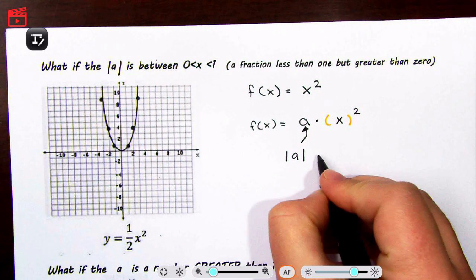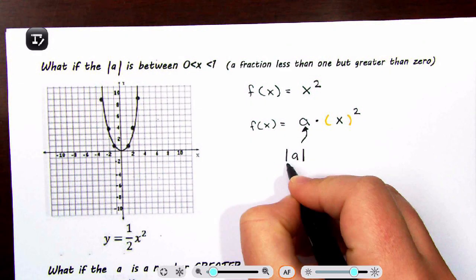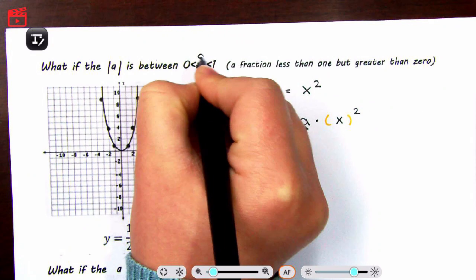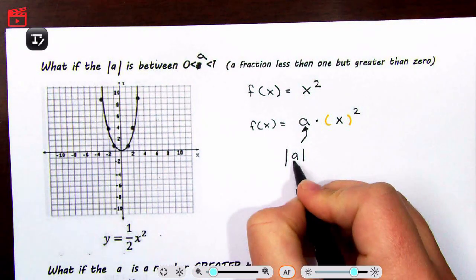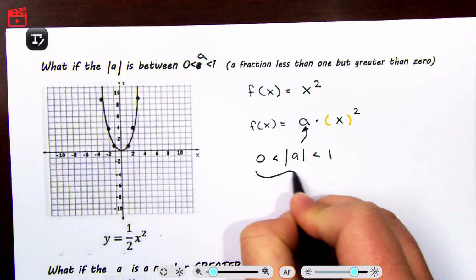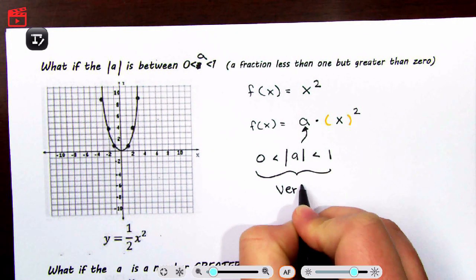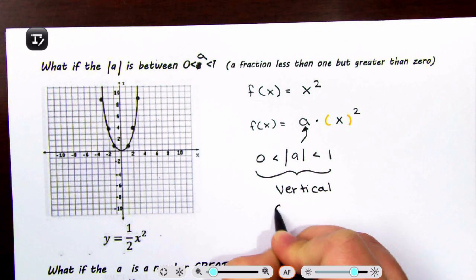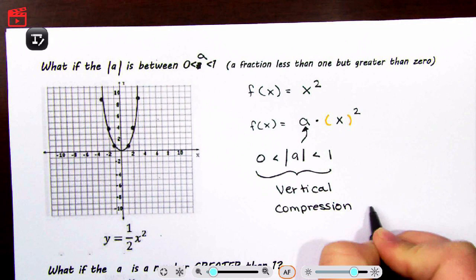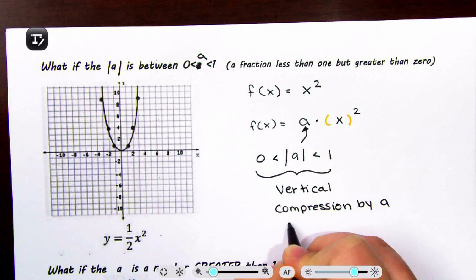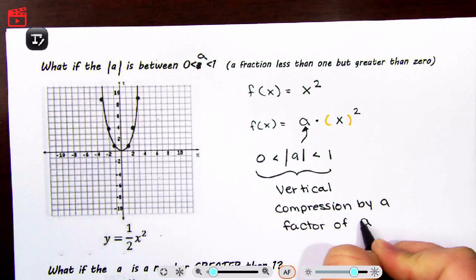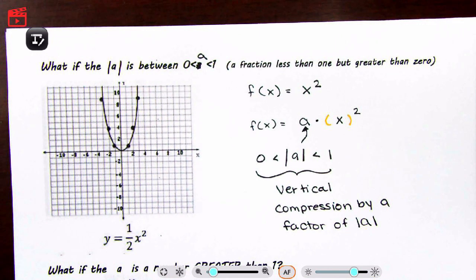So if the absolute value of a, and this one is not x, should be a. We want to change that out. So if the absolute value of a is between 0 and 1, this will give you a vertical compression by a factor of a. And again, it's the absolute value of a. So what does that mean?